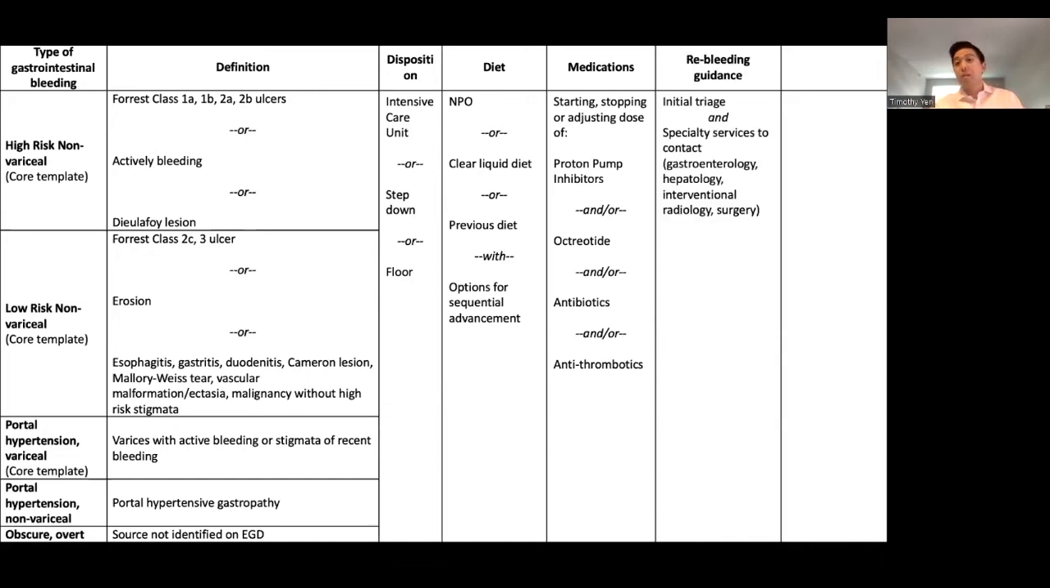And then finally, guidance on what happens if this patient bleeds again. Do you call us, the GI consultants? Do you call the radiologist? Do you call surgery? And then the last thing, really more for the gastroenterologist, is does this patient need another endoscopy or colonoscopy or some other procedure to follow up thereafter?